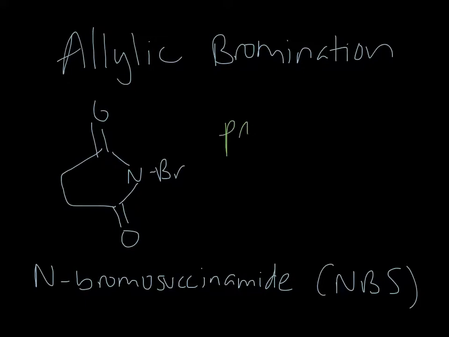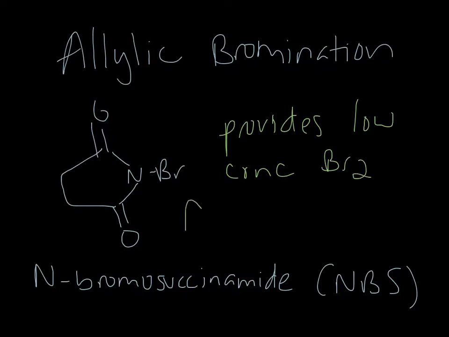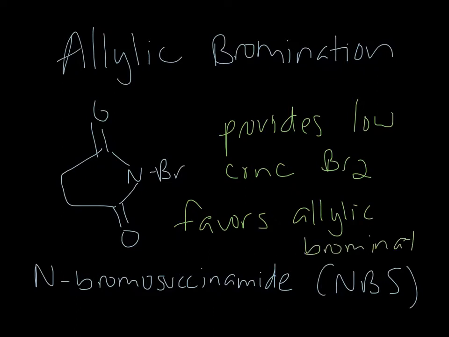So this provides a low concentration of Br2, which favors allylic bromination over that addition reaction. So if we want to add Br2 across a double bond, we can just add Br2. If we want to put a bromine at the allylic position on a system, then we need to use NBS, which allows us to generate just a small amount of Br2 in solution at any given time, favoring that allylic bromination pathway.